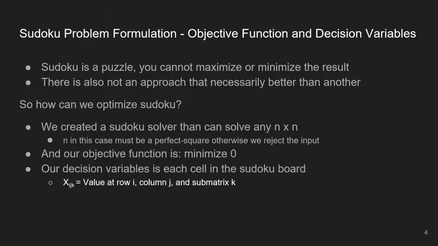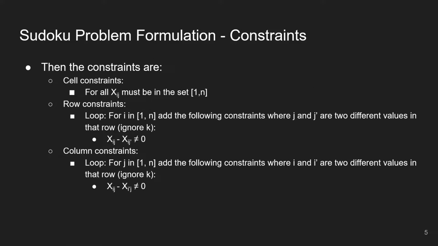Our objective function is going to be to minimize 0 because we don't have any decision variables that we need to minimize or maximize. Our decision variables are going to be each cell on the Sudoku board. Let X be the cell on the Sudoku board, and I be the row, J be the column, and K be the submatrix.